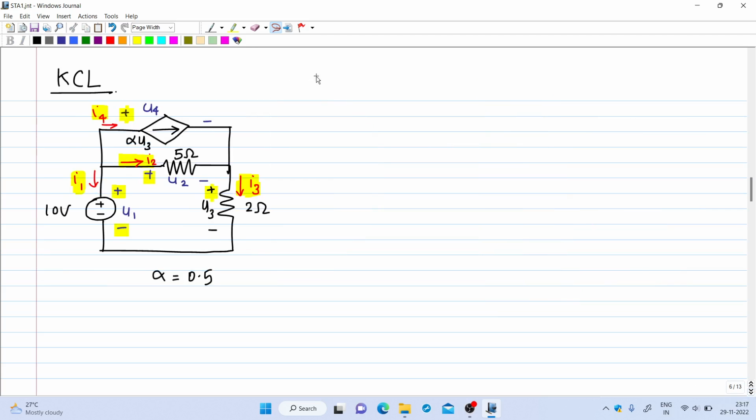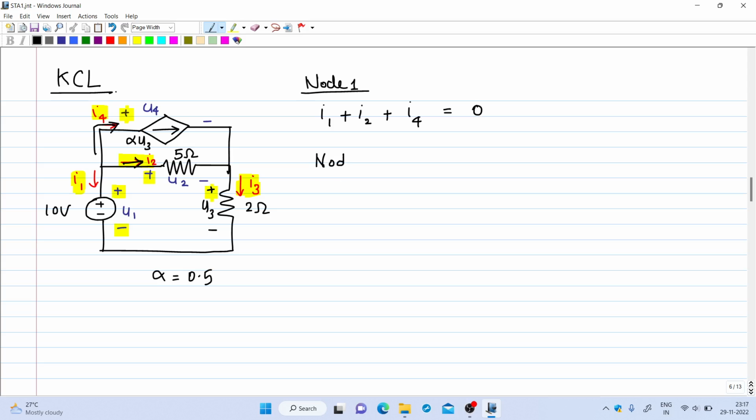So at node 1 we can write the KCL. At node 1, I1 is flowing out, I2 is also flowing out, and I4 is flowing out from node 1. So the sum of all the outgoing currents, I1 plus I2 plus I4, will be equal to 0. That is for node 1.